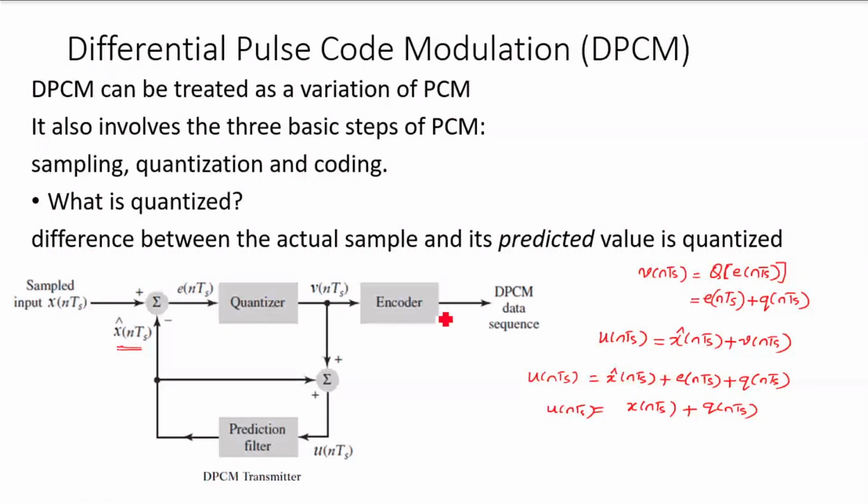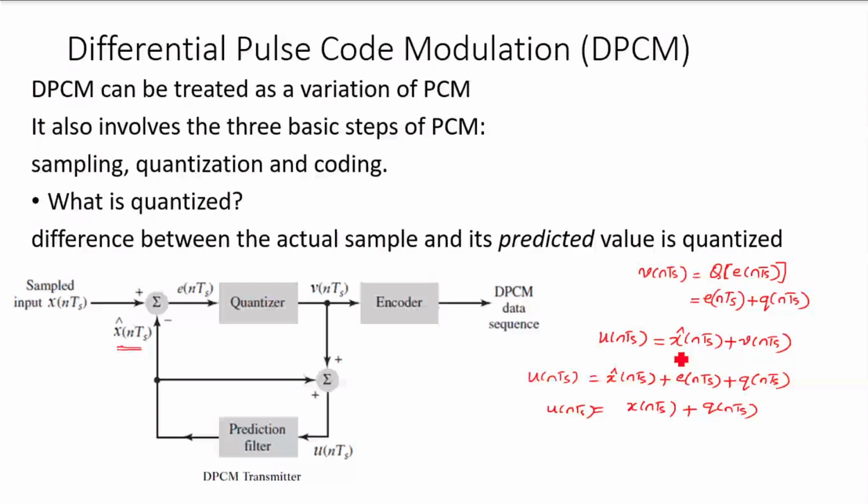So this output V of n into Ts is fed to the adder along with the prediction filter output. The prediction filter output is fed to the adder here. Now the output of this adder is nothing but u of n into Ts. What is this u of n into Ts? u of n into Ts is the predicted value of the present sample, that is x cap of n into Ts, plus V of n into Ts, where V of n into Ts is the quantizer output.